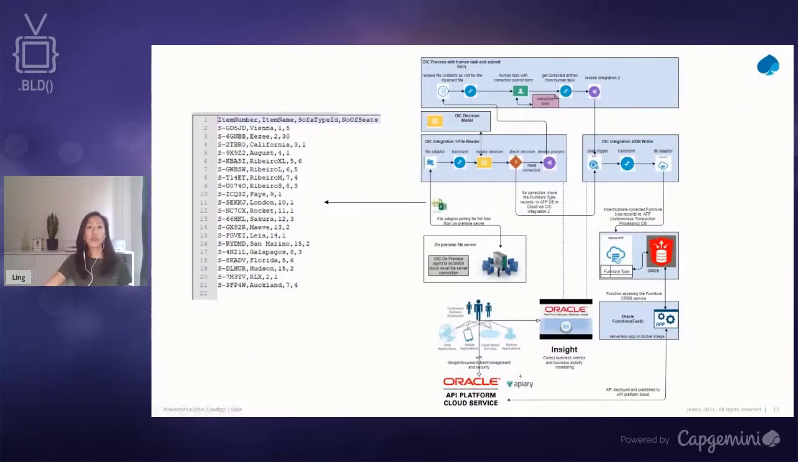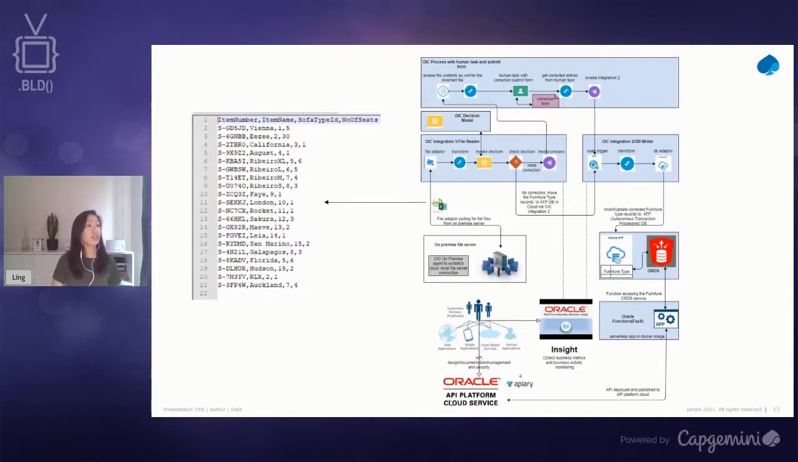Now, let's start with the use case. As Toolkit has already elaborated, we're talking about a furniture company here, and we're looking at a technical overview of one of their business processes. So this process kicks off when a CSV file is placed on a file server.